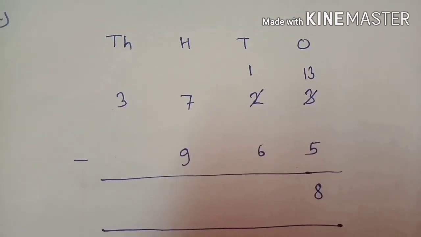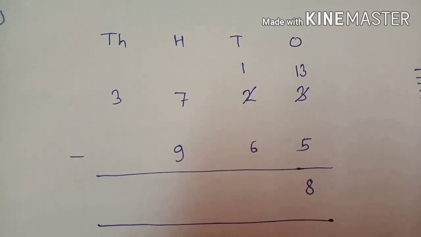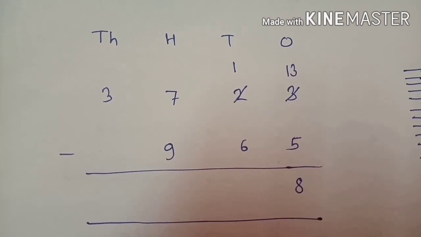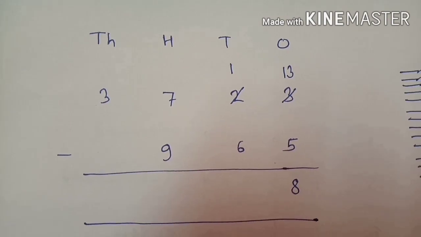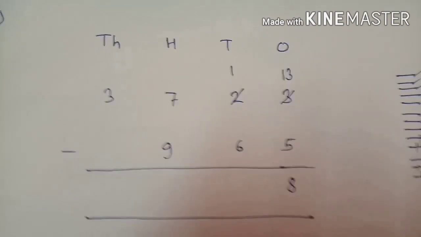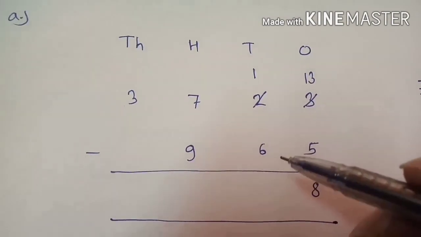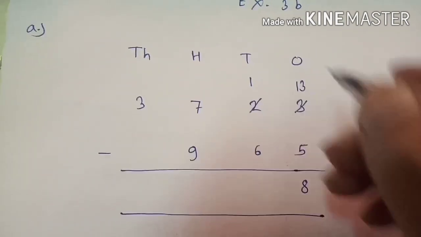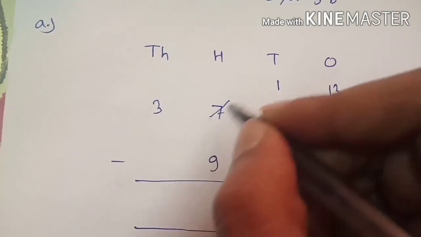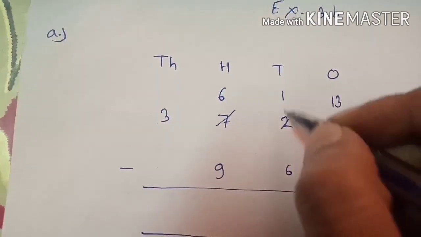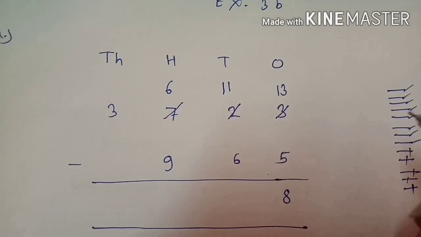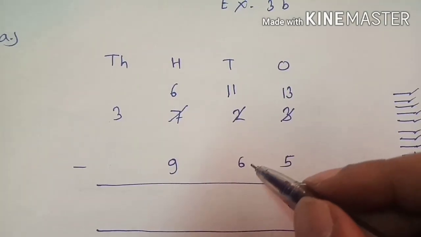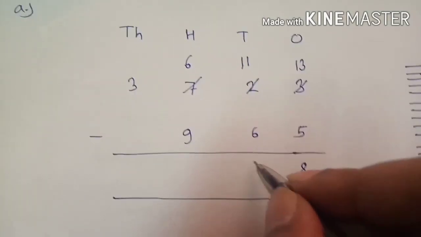Now we will solve the tens place digits. Here we have to subtract 6 from 1. We can't subtract because 1 is small and 6 is large. So we will take one borrow from 7. So this 7 will become 6 and this 1 will become 11. Now we will subtract. When we subtract 6 from 11, we will get 5. So we will write 5 here.